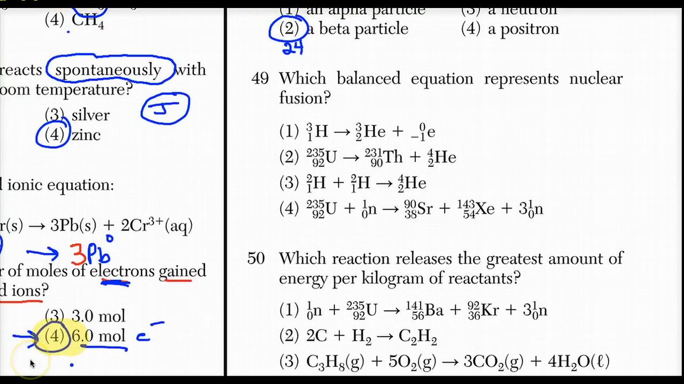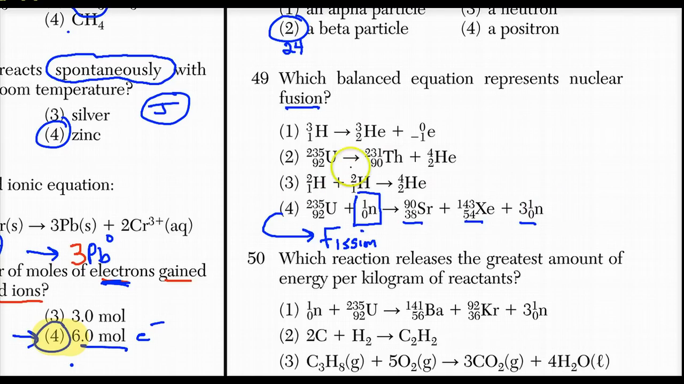49. 49 states which balanced equation represents nuclear fusion. Fusion means coming together with light nuclei. So if I look at number 4, you should realize that this is a big nucleus being split by a slow-moving neutron. This is nuclear fission. Just have to be able to identify. You're splitting the atom into smaller, more stable atoms, and you're giving off more neutrons that could split more uraniums if you had something called a critical mass.